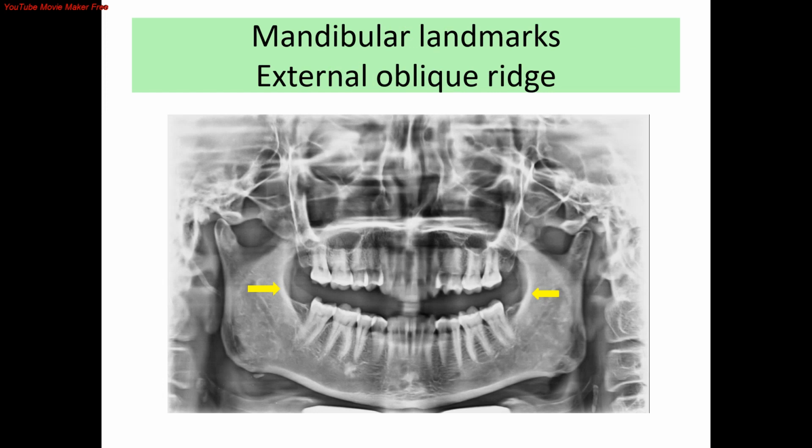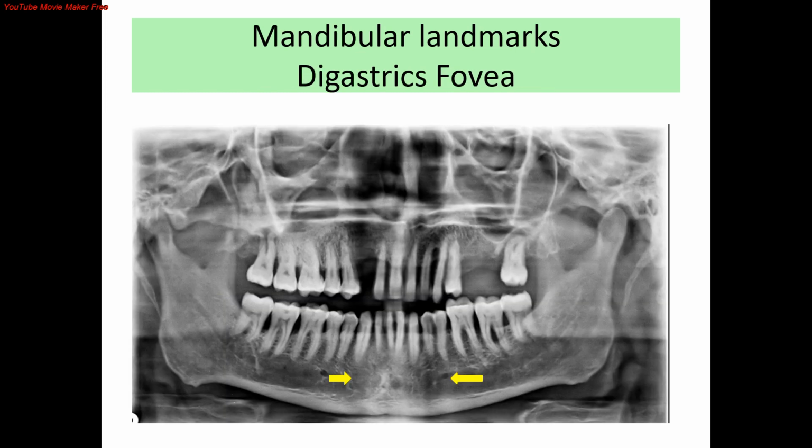One of the most easily identifiable landmarks is the external oblique ridge, which is seen as a radiopaque line running from the anterior portion below the coronoid process to the mandibular third molar area. It is seen bilaterally, which is shown by yellow arrows. Another landmark on either side of the symphysis is a slight radiolucent shadow called the digastric fossa. This area is the attachment of the anterior belly of the digastric muscle.